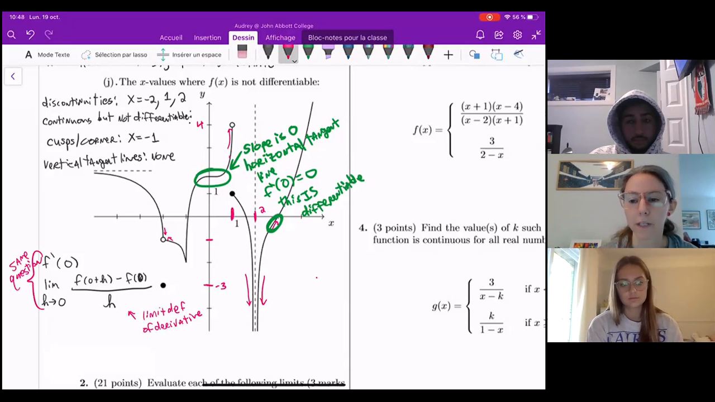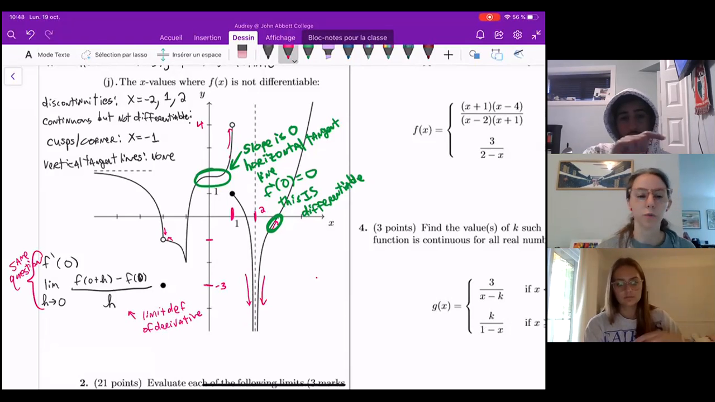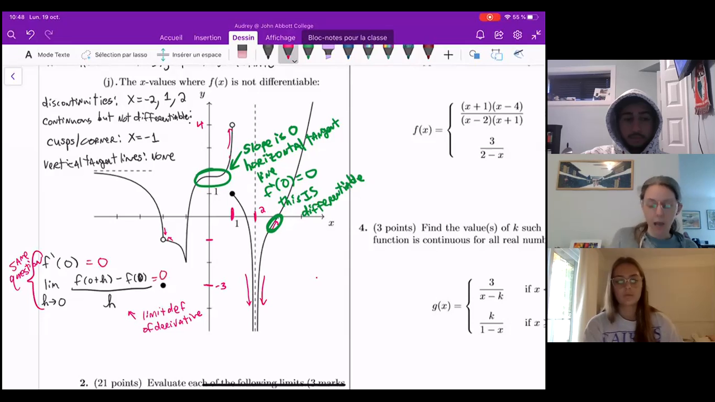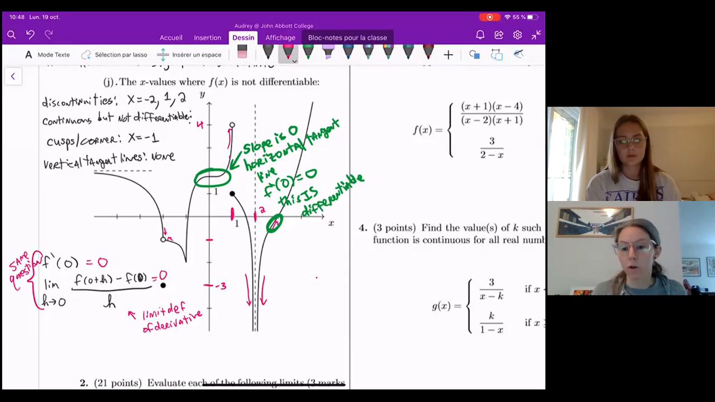Hint, I already wrote it down. What is the derivative equal to at 0? 0. 0, you got it. So the answer to both of these is 0. So that's another question that you could be asked: what is the derivative at specific values?